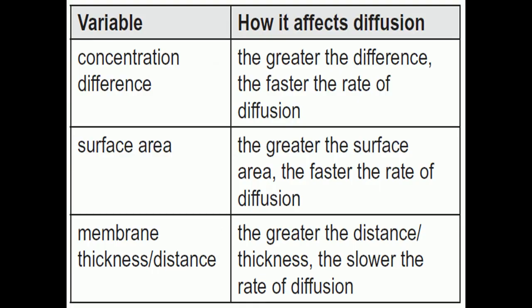So these are the 3 different variables in terms of how they affect diffusion. A concentration difference, which creates a concentration gradient. The greater the difference, the faster the rate of diffusion. The surface area, if there's a greater surface area, that means the rate of diffusion is faster. And then in terms of membrane thickness or distance, the greater the distance or the thicker the membrane, the slower the rate of diffusion. So this one's different to the other 2. It's the opposite. If the distance increases, the rate of diffusion decreases.